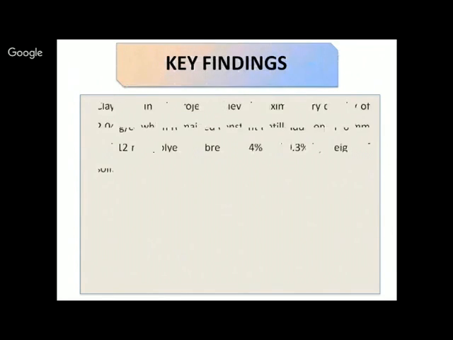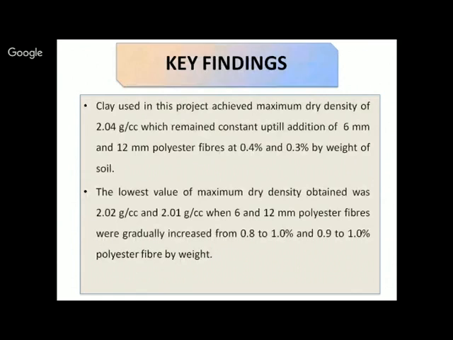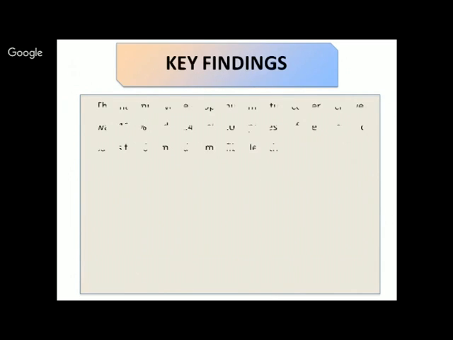Key findings. Again, clay used in this project achieved a maximum dry density of 2.04 gram per cc, and this remained constant up till the addition of 6 mm and 12 mm polyester fibers at 0.3 and 0.4% by weight of soil. The lowest values of maximum dry density obtained were 2.02 gram per cc and 2.01 gram per cc when 6 mm and 12 mm fibers were added, and this was gradually reached from 0.8 to 1% and from 0.9 to 1% polyester fiber by weight.